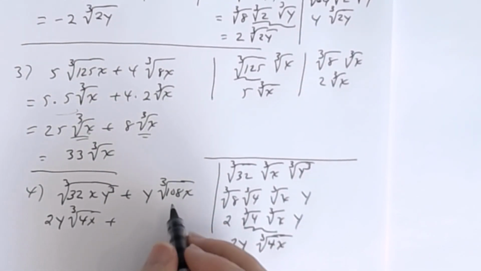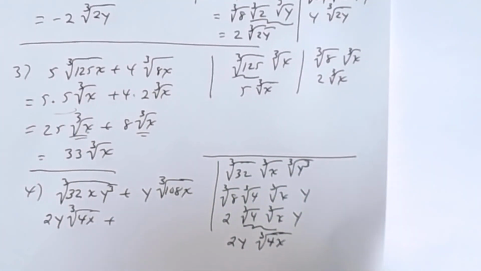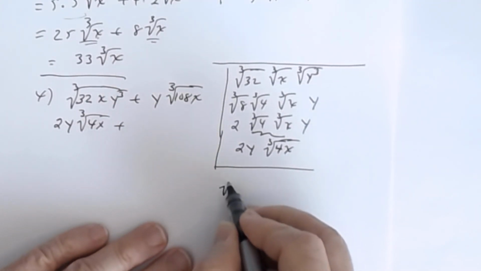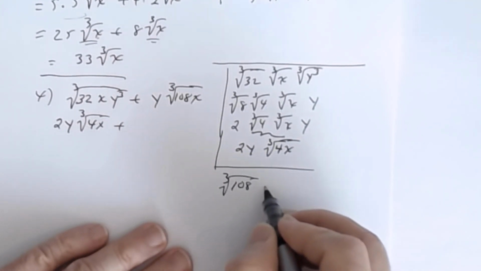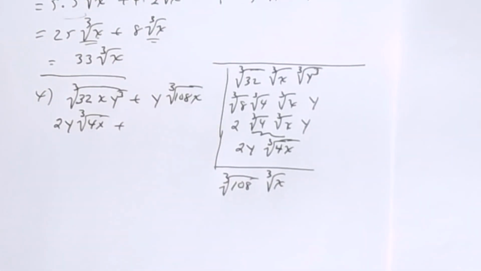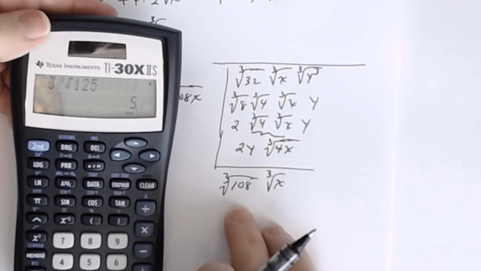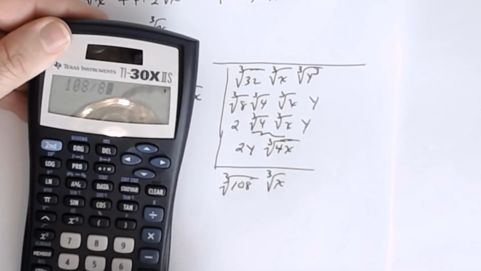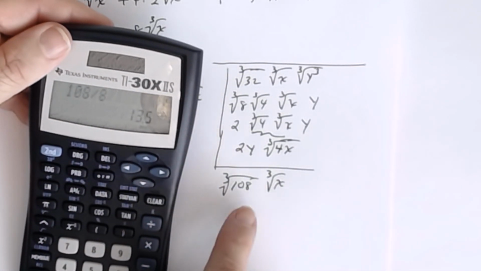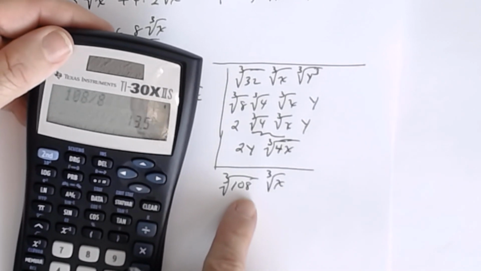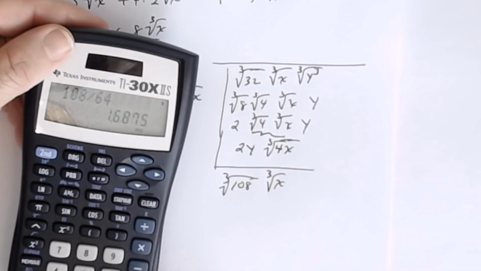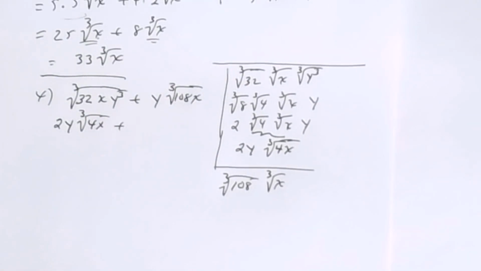So 2y times the cube root of 4x. Plus, okay, let's talk about the cube root of 108x. The cube root of 108x is the cube root of 108 times the cube root of x. All right, so let's think about a perfect cube that goes into 108. Let's try 8 again. Let's see if 108 is divisible by 8. 108 divided by 8, it is not. I got a decimal. All right, so the next perfect cube is 64, right? So let's see if 108 is divisible by 64. You're going to see it's not. You get that, correct?